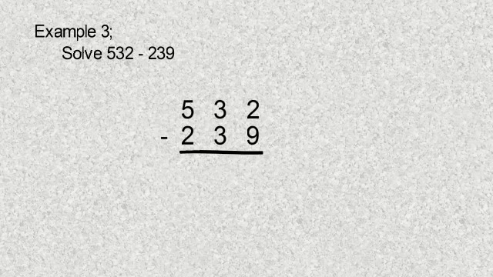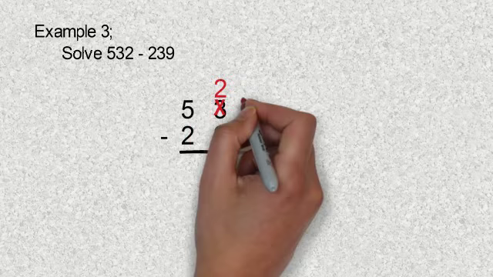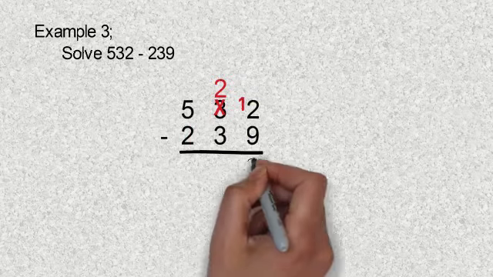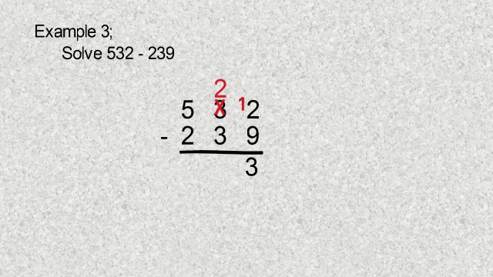What do we do? We go to the neighbor to borrow. So here we have 3. We borrow 1 from 3, so we cross it out, it remains 2. So we add 1 in front of 2, it makes it 12. So 12 minus 9 will give us what? 12 minus 9 will give us 3. Do you get that? Fine.